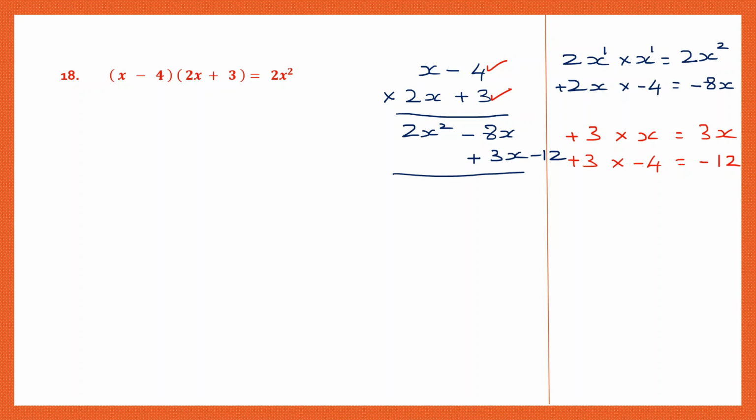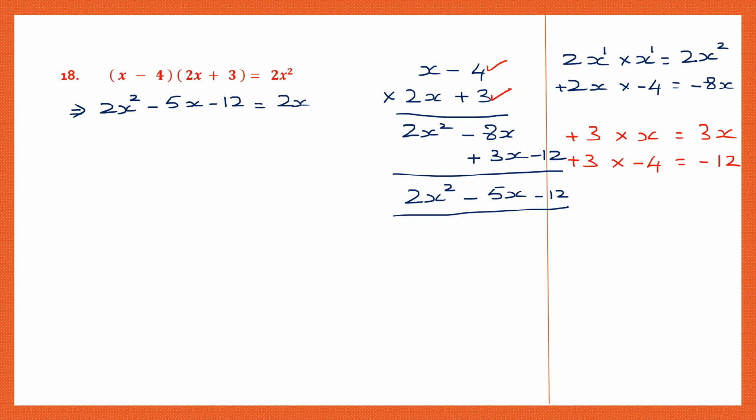Now let's work this out. So what do we have here? Minus 12. Now here in the x column, signs are different. So put the sign of the bigger number and subtract. 8 minus 3 is 5, 5x. And here it is 2x squared. So here we have solved for this first part. So here we have 2x squared minus 5x minus 12. This is all equal to 2x squared. So we need to solve for x.